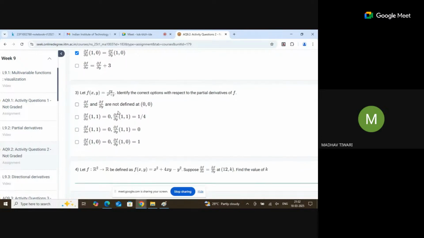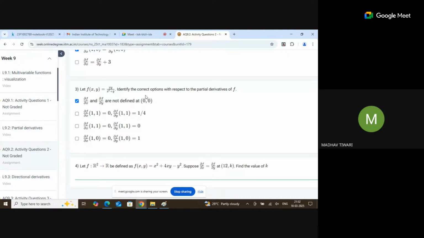Next one. In this one, you can see we have a function. Identify the correct option with respect to partial derivative of f. Partial derivative we need to consider here. You can look here that this function is not defined at 0 comma 0. This function value is not defined. So if it is not defined here, it is not continuous, and if not continuous, then not differentiable. Okay, you can leave this option. Next, it is defined elsewhere.